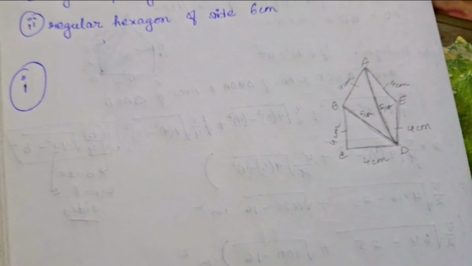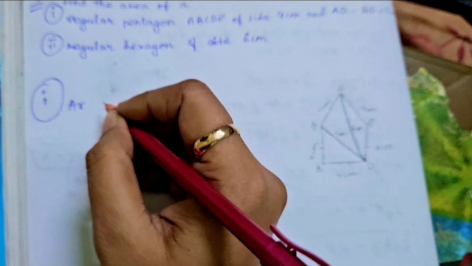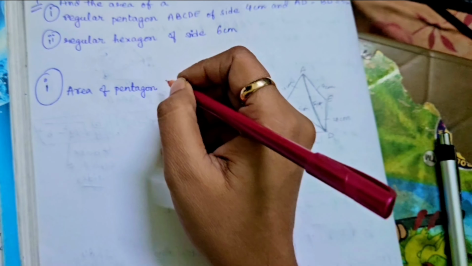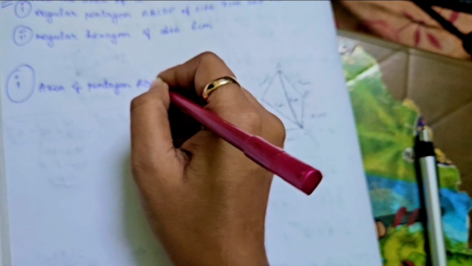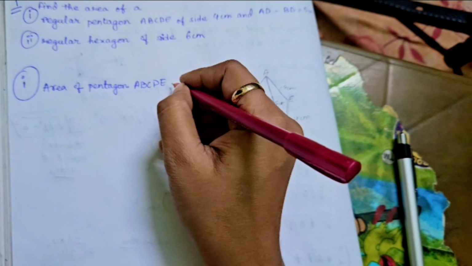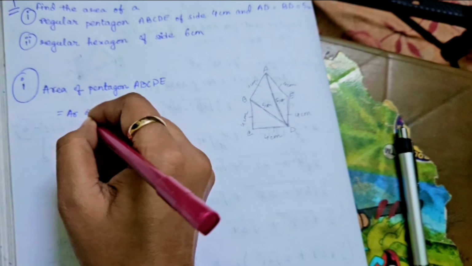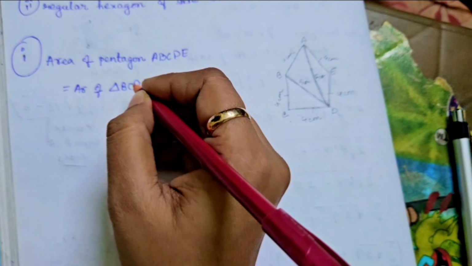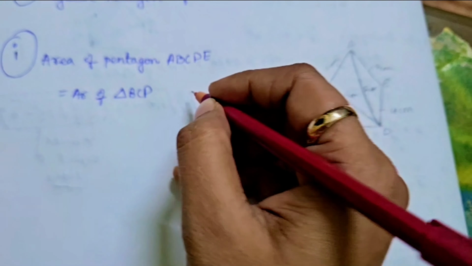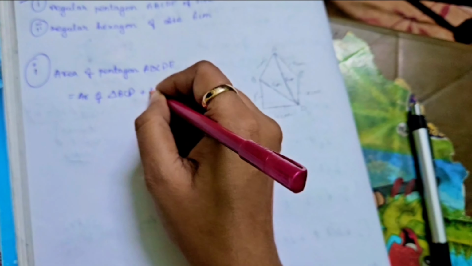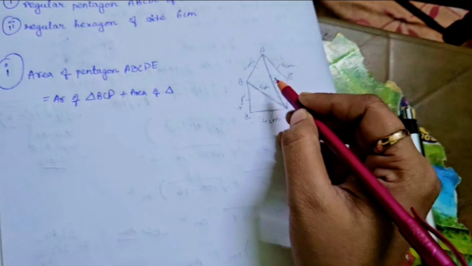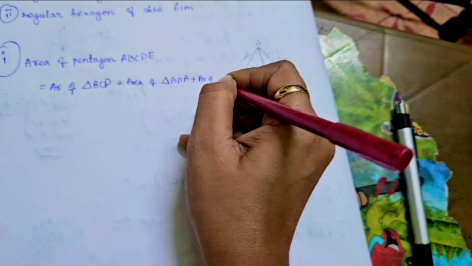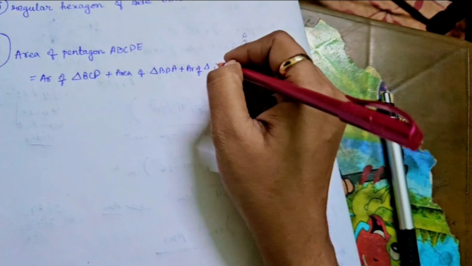So in order to get the area of the pentagon, we can write that area of pentagon ABCDE will be equal to area of triangle BCD plus area of triangle BDA plus area of triangle ADE.